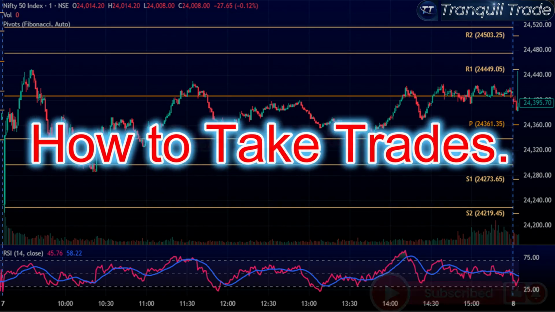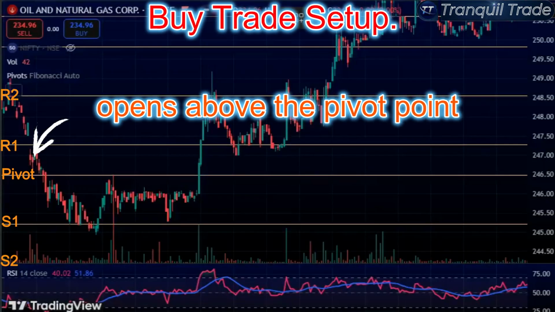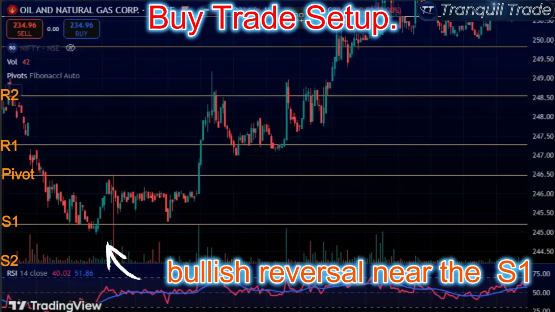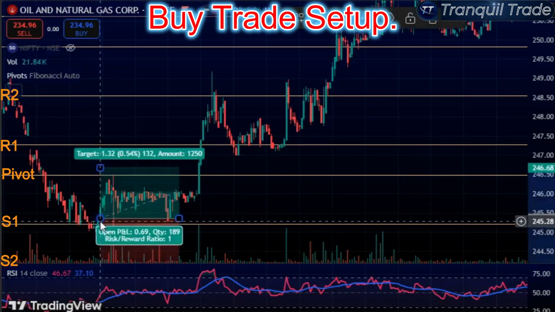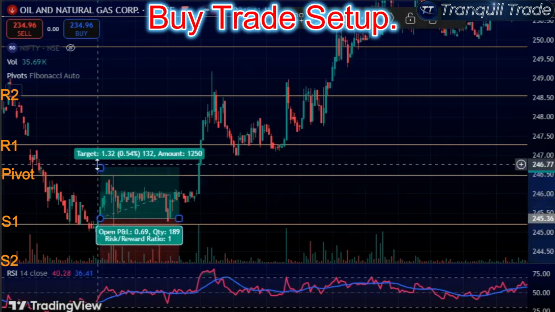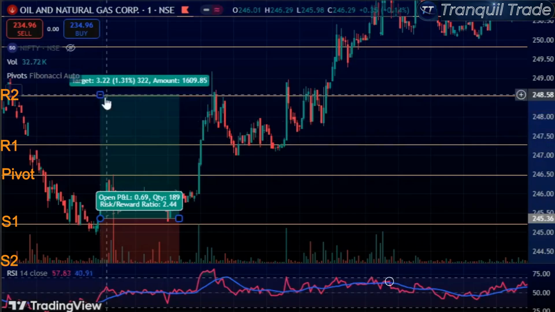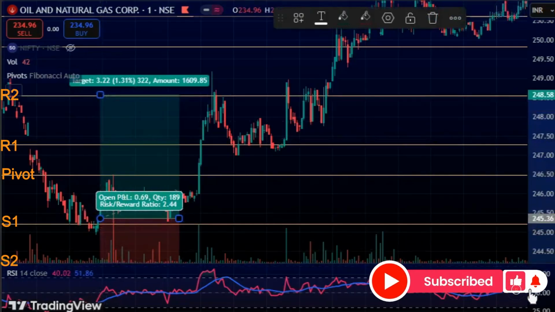How to take trades? Buy trade setup. If the market opens above the pivot point and pulls back to test it, look for a bullish reversal near the pivot or S1. Confirm with indicators like RSI or a bullish candlestick pattern. Enter the trade when price shows clear signs of support. Set your stop loss just below S1. Target R1 or R2 for your take profit.